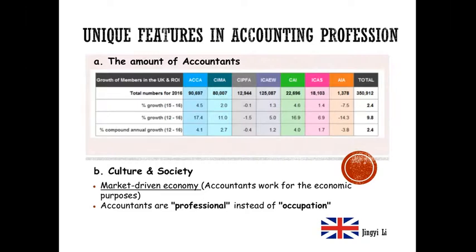Here is a chart from Key Facts and Trends in the Accounting Profession, which was reported by the Financial Reporting Council in 2017. It shows growth rates and the number of members in the UK and the Association of International Accountants, which is AIA, as at the 31st December for the 5 years to the 31st December 2016. We can see that the total number of members in the UK grows steadily. Talk about culture and society. Accountants in the UK are a profession instead of an occupation, and they work for an economic purpose.